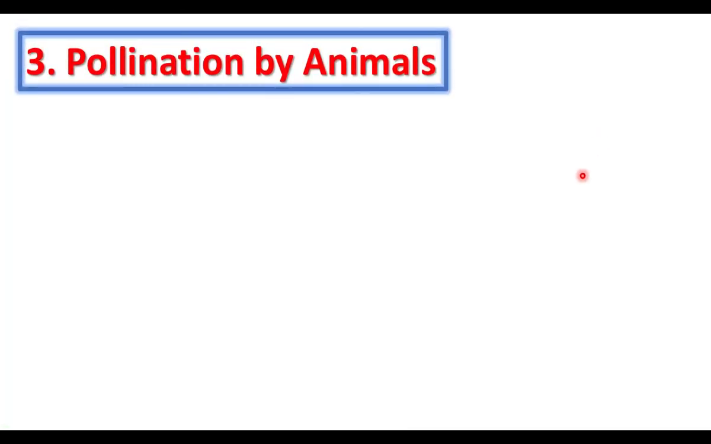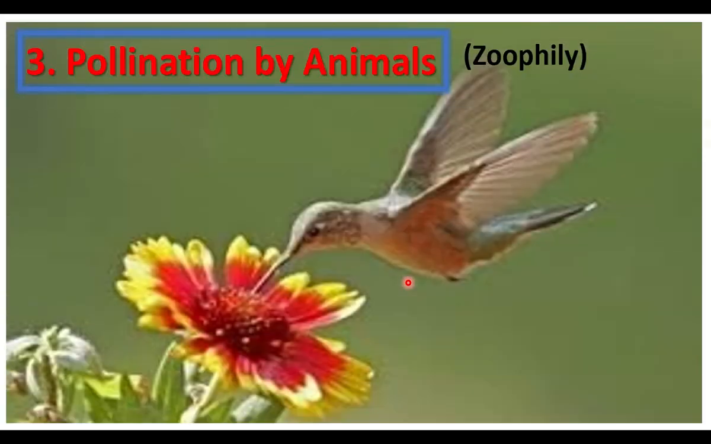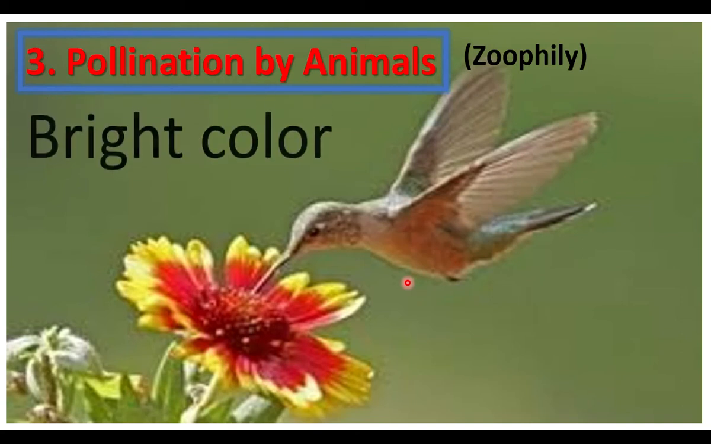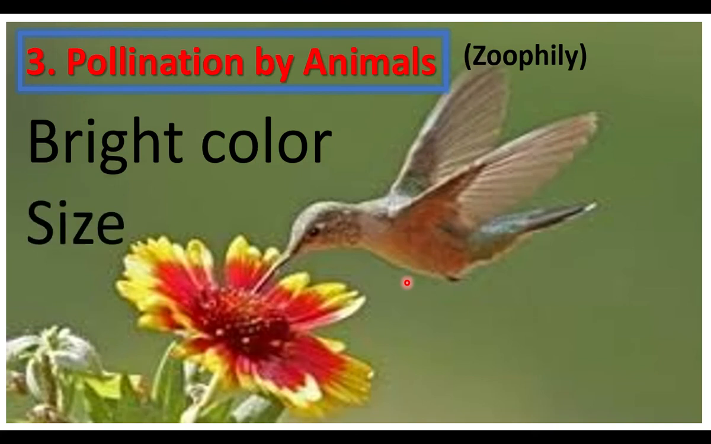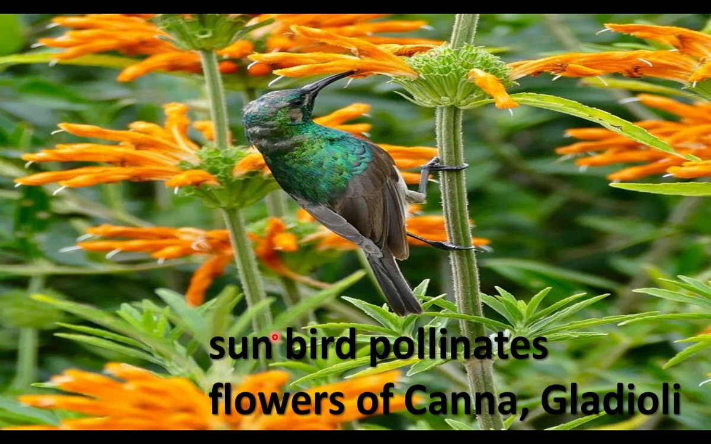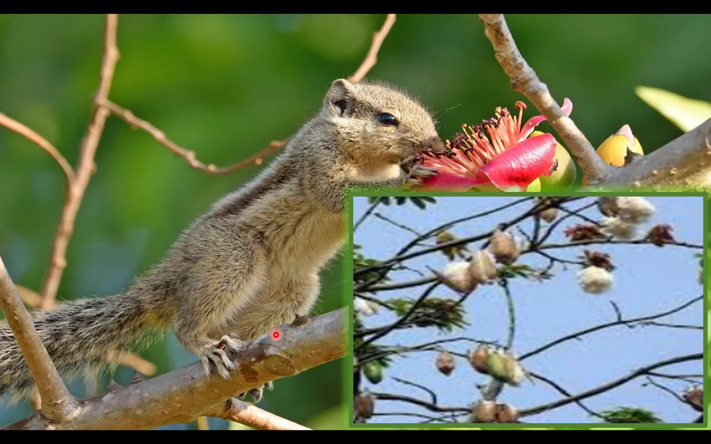Pollination by animals is called zoophily. The flowers are attractively colored and larger in size. They produce nectar. Animals are attracted by the bright color, large size and scent of the flowers. Sunbirds pollinate flowers of canna and gladioli. Squirrels pollinate silk cotton.